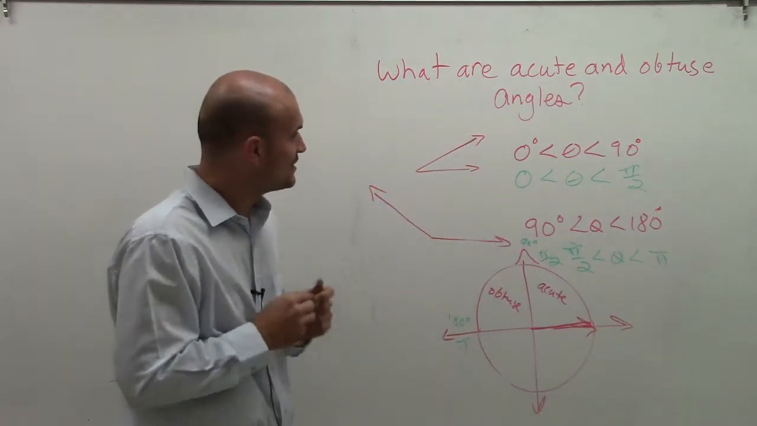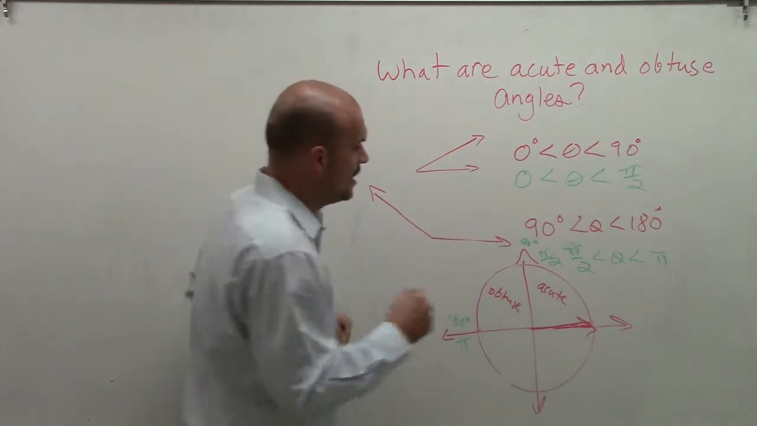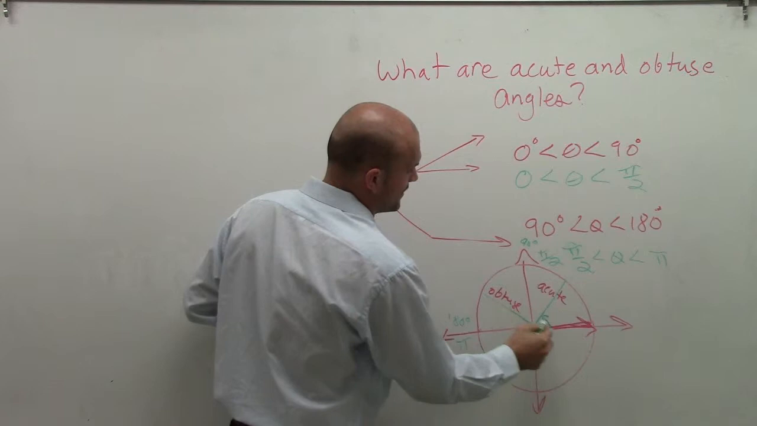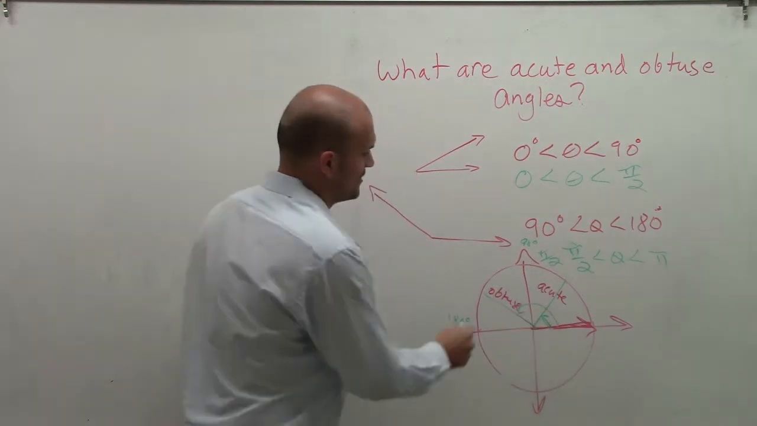So there you go. That's a definition right there and a couple of examples of an angle that is acute and an angle that's obtuse.